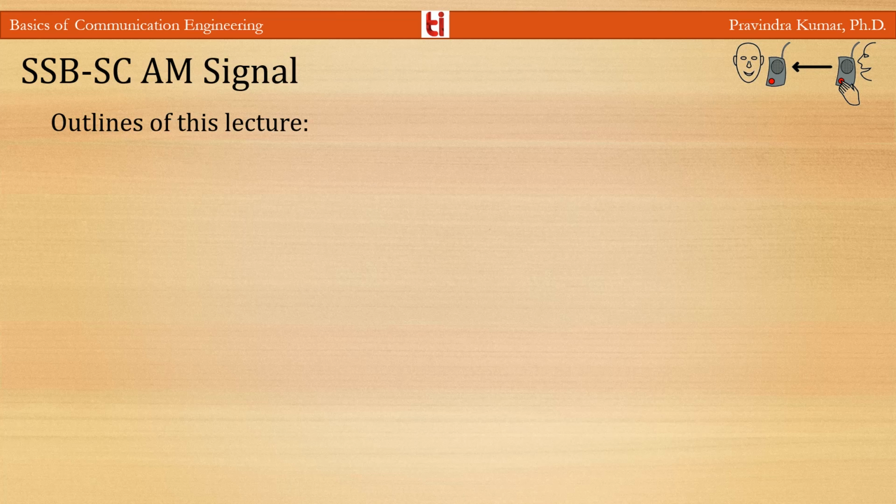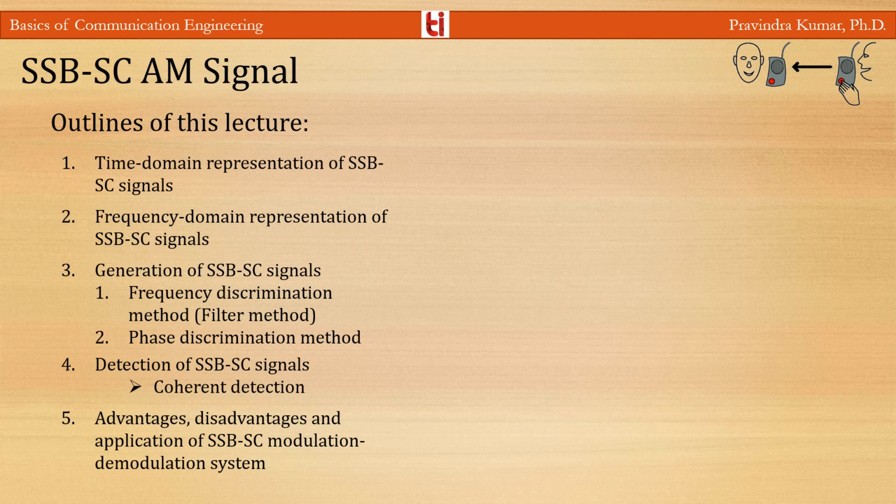The outline of this lecture is: time domain representation of SSB-SC signal, frequency domain representation of SSB-SC signal, generation of SSB-SC signals using the frequency discrimination method or filter method and the phase discrimination method. Another is the detection of SSB-SC signal using coherent detection. Also, we will discuss advantages, disadvantages, and applications of the SSB-SC modulation-demodulation system.